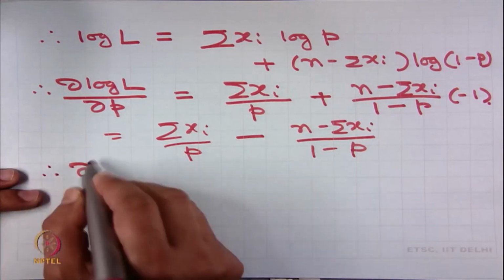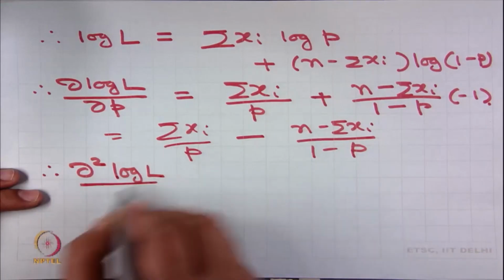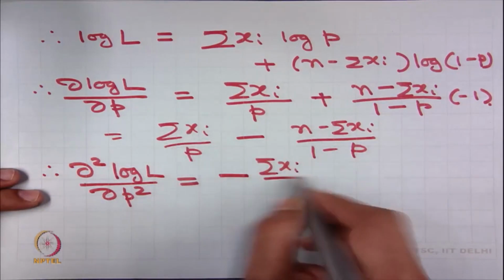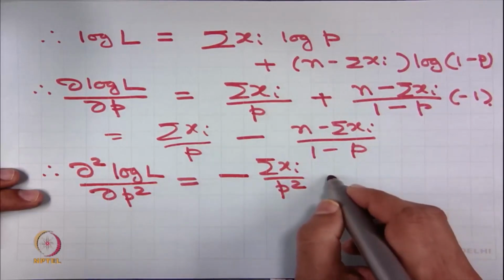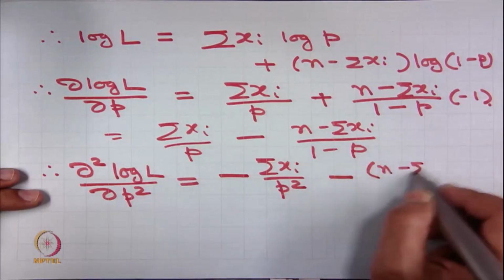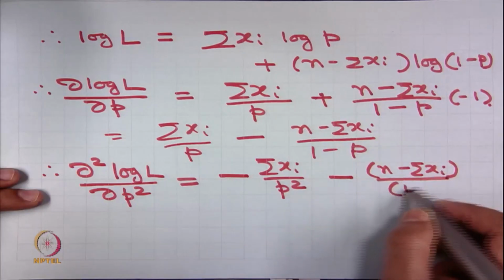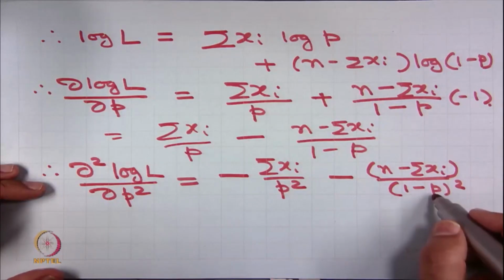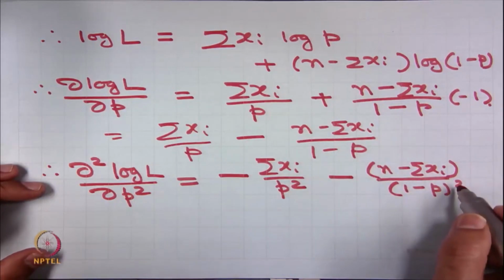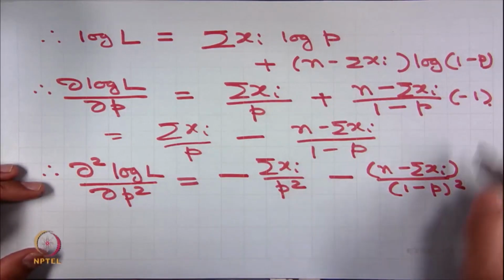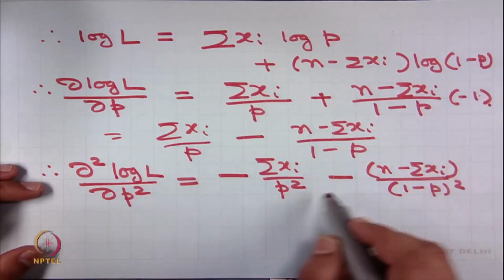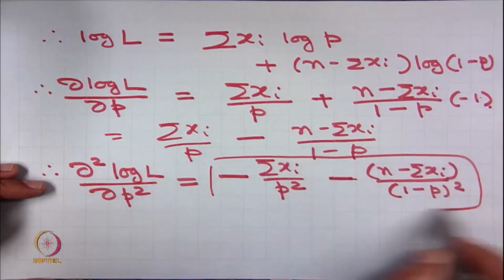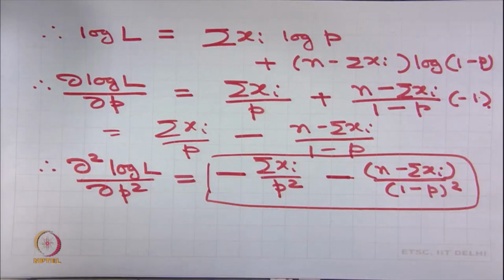Therefore, del 2 log L del p square is equal to minus sigma xi upon p square minus n minus sigma xi upon 1 minus p whole square. Because this is 1 minus p to the power minus 1, therefore, for that we get minus 1, and then it is 1 minus p. So, here like in this place, there will be another minus 1. So, altogether there are 3 minuses, which will keep it as minus, and this is the del 2 log L del p square.